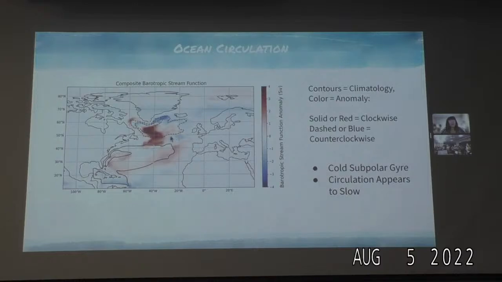This dotted line here just represents that the subpolar gyre normally circulates in a counterclockwise fashion. And so these contours represent the climatology, how we would normally expect it to behave. And then during these cold blobs, we can see that this red coloring shows that it's actually slightly rotating clockwise or is slowing down. So not going in its normal direction.